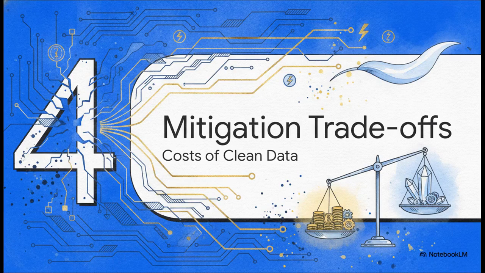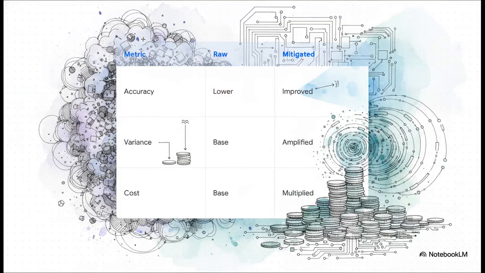Which brings us to Section 4, Mitigation Trade-offs and Costs. Okay, time for a bit of an anti-hype reality check, because this perfectly illustrates the catch. These data cleaning techniques, they do not come for free. The costs you pay for that clearer data are steep and unavoidable. Look at the raw data. Your estimate accuracy is lower, yes, but your statistical variance and sampling costs sit at a nice, predictable base level.